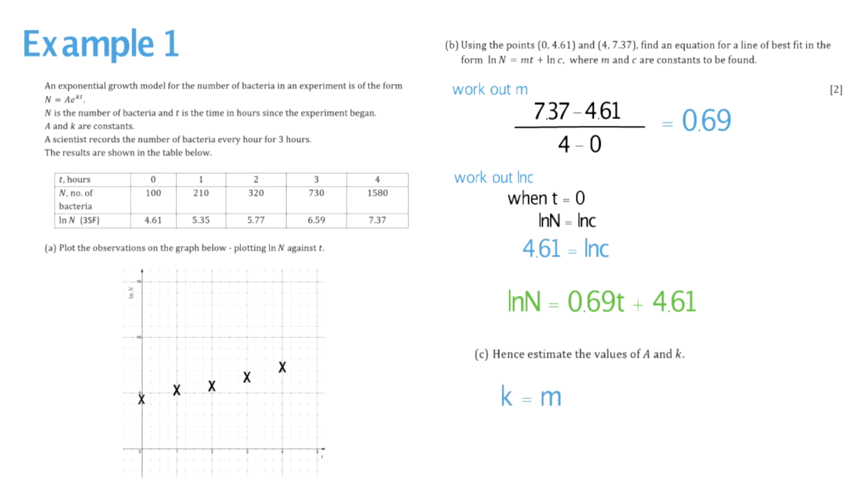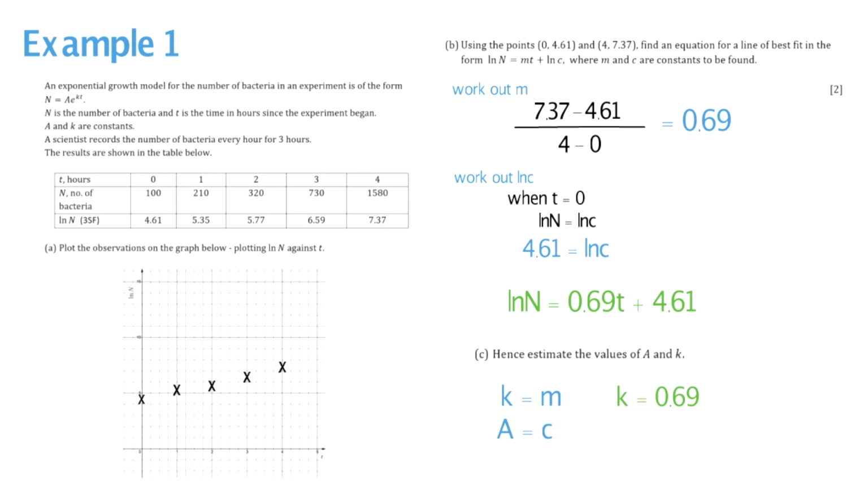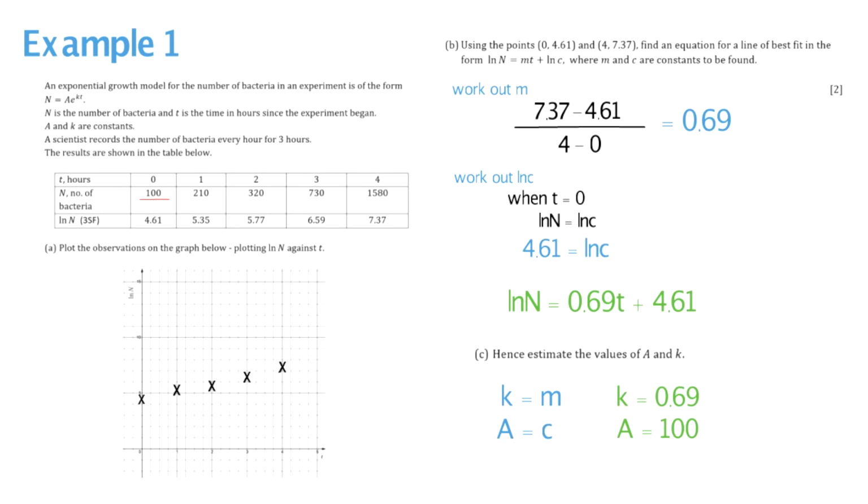And then working out a and k, k is equal to m as mentioned before, so k is equal to 0.69 in that equation, and a is equal to c. So remember, it's equal to the c, not the whole ln c, so a is equal to 100, and that's very important to note. Okay, so I hope that was useful, guys.